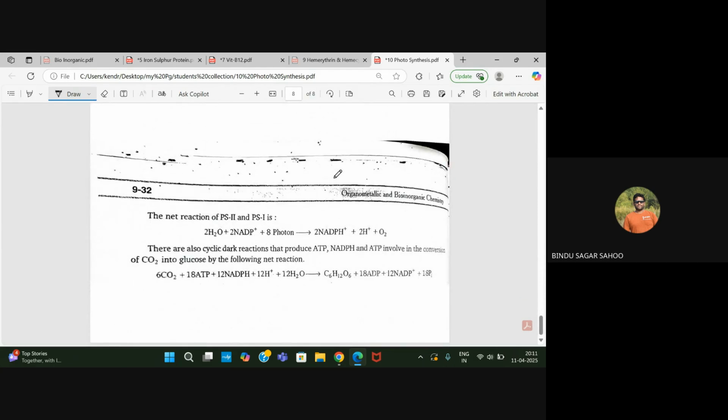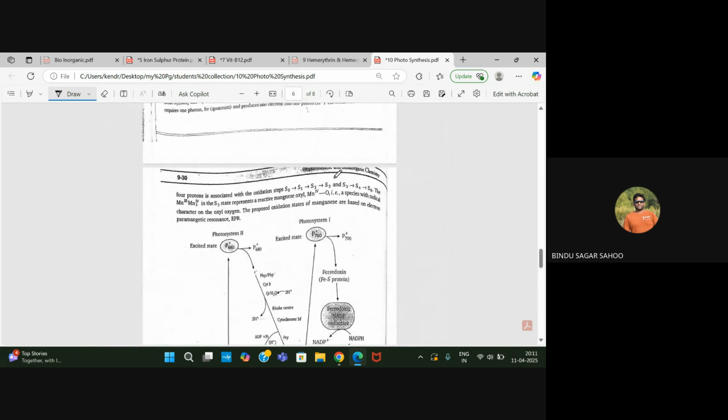So this is all about photosynthesis. You can read the detailed notes here also, and notes are also available in the e-learning material.